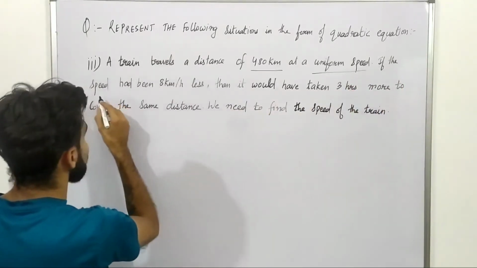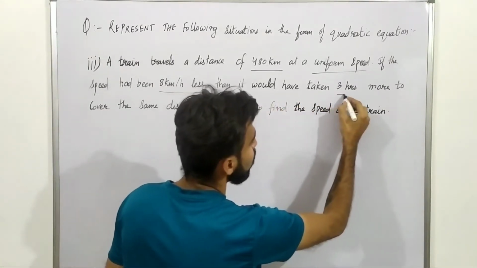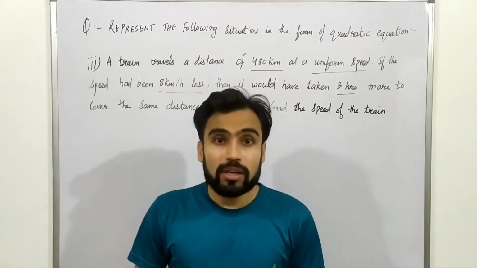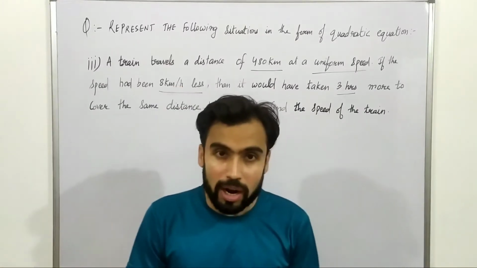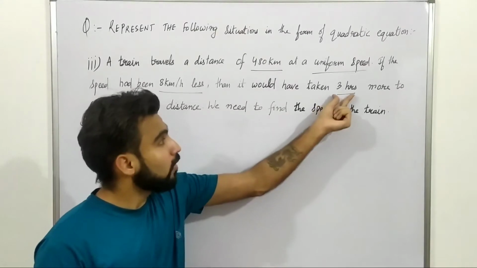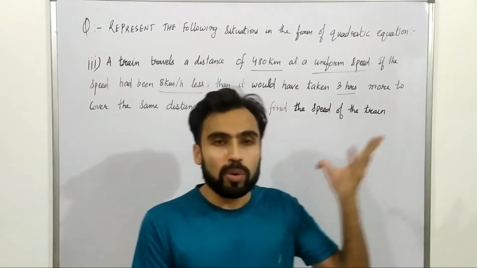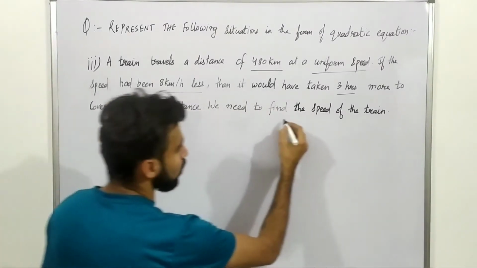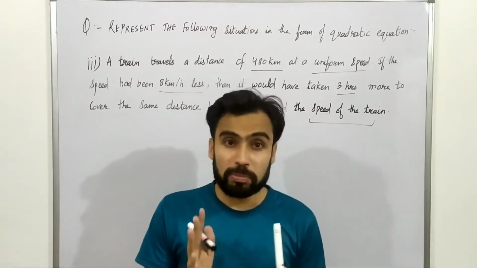If the speed had been 8 kilometers less, then it would have taken 3 hours more to cover the same distance. So if this train decreases its speed by 8 kilometers per hour, then the same train will travel the same distance in 3 hours more. Getting my point? So it will take simply 3 hours more to travel the same 480 kilometers distance. Now simply what we have to find out is the speed of the train. So in this question we don't know the speed of the train.